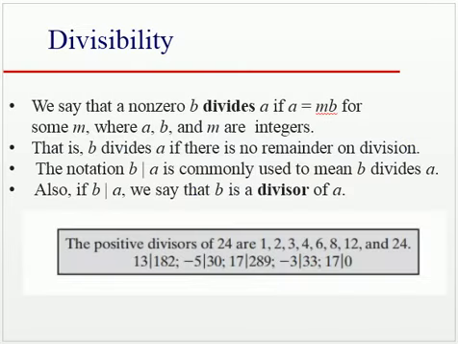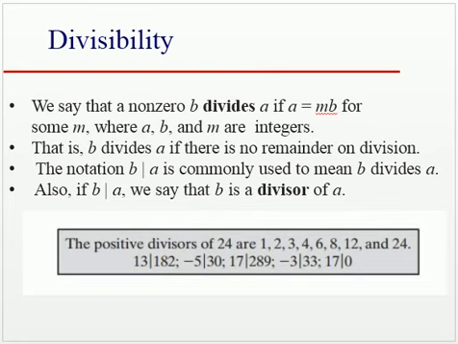Now suppose we have two numbers, that is B and A. Then we say that a non-zero number B divides A if A is equal to M times B for some M, where A, B and M all are integers. That is, B divides A if there is no remainder on division.